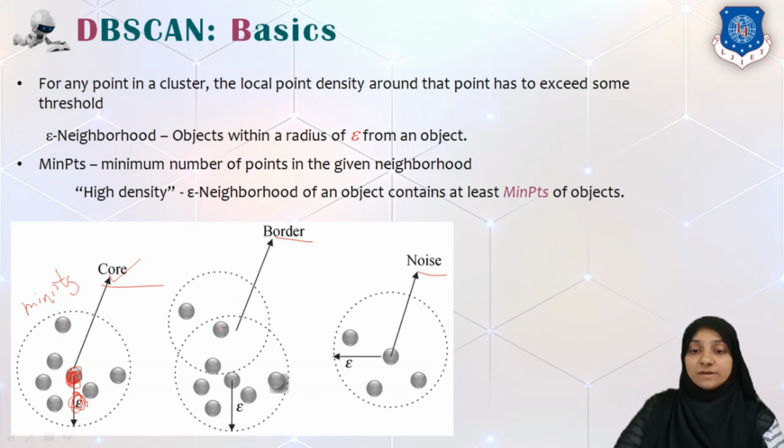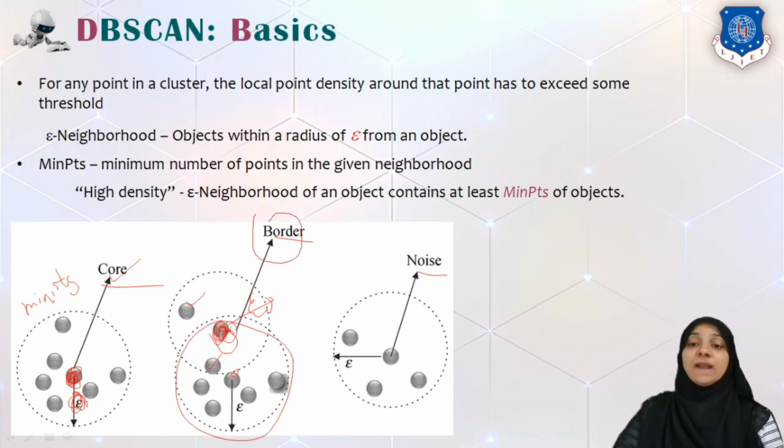Now let us consider another point as our center, and if there is an epsilon neighborhood area drawn, the minimum point criteria will not be fulfilled. 1, 2 and 3 would be the only points there. Now this point itself is not a core point because it is not representing a high density area. But this point itself is a part of another dense region. That's why it is called a border point.